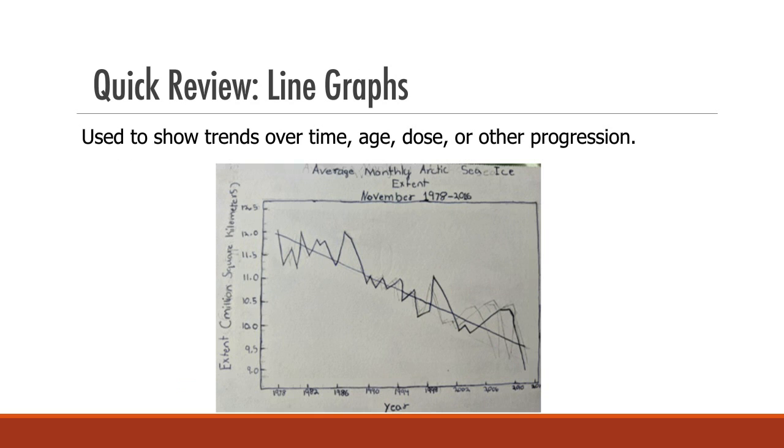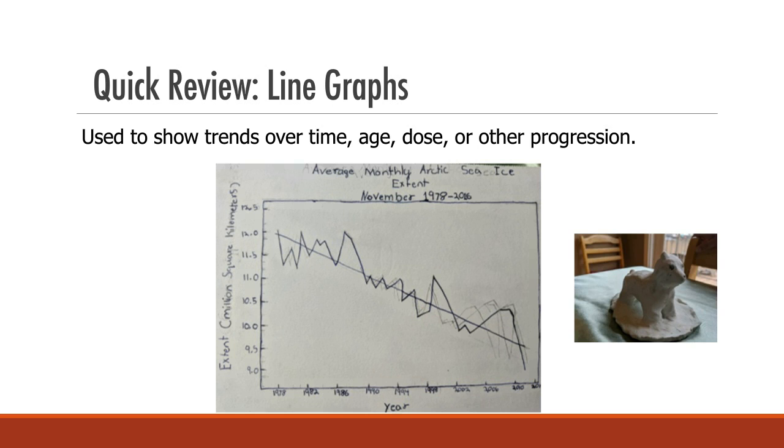And then line graphs are used to show trends over time or some kind of other progression, such as a trend over age or dose. And this is another graph that my daughter did. She did it for a project on climate change this year. You can see that she graphed the average monthly Arctic sea ice from 1978 to 2016. Clearly it's going down. As part of that project, she also made this cute little clay polar bear, so I just had to share that.